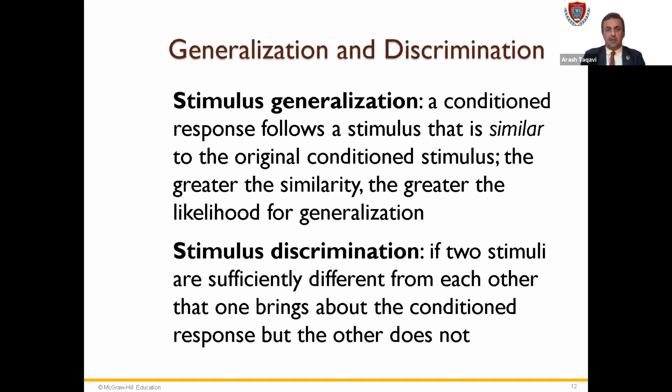And stimulus discrimination is the opposite part. If two stimuli are sufficiently different from each other, that one brings about the conditioned response but the other does not, you can discriminate between two stimuli that you have experienced simultaneously. For example, one of them is dark, one of them is bright, one of them is white, one of them dark. It is at the two extremes of anything. You can discriminate between these stimuli. So we are talking about similarities and differences: more similarities for generalization and more differences for discrimination.